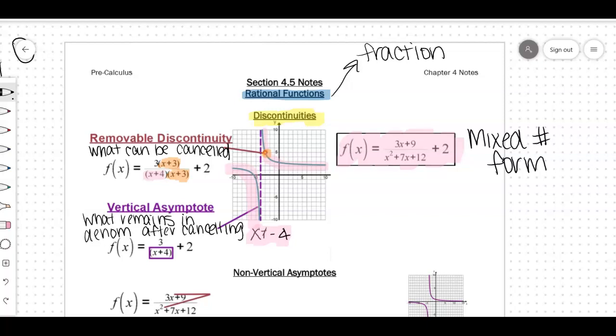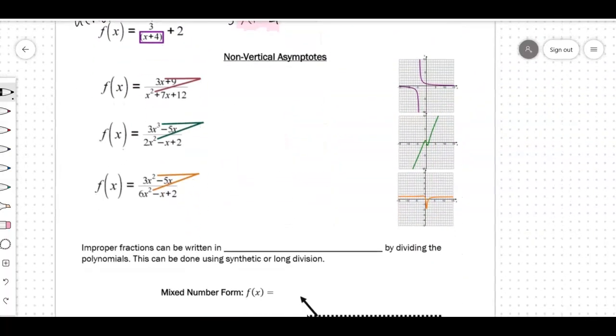So before you ever start graphing a rational function, it's really nice to first identify your discontinuities. Where am I going to have disruptions in the graph? So right away, that vertical asymptote at -4 tells me I'm never going to cross there, so I'm going to have a piece to the left and a piece to the right. This hole tells me I'm going to have to hop over that at some point. So the next piece of the graph that we want to look at are non-vertical asymptotes. So non-vertical, we could see then horizontal or a slant.